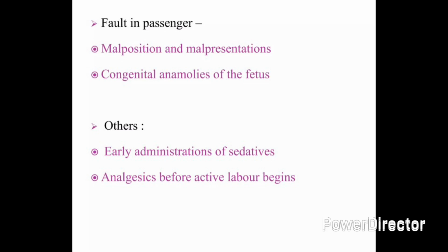Fault in passenger: malposition and malpresentation. Malposition means occipito-posterior. Malpresentation means breech or shoulder dystocia. Next, congenital anomalies of the fetus. There may be a big baby, and other causes also responsible for prolonged labor. Early administration of sedatives and analgesics before active labor begins. These are all the causes that occur during the first stage.